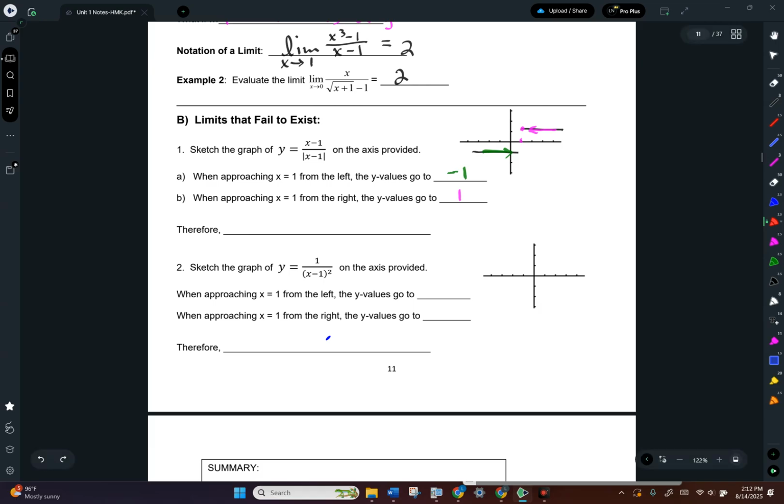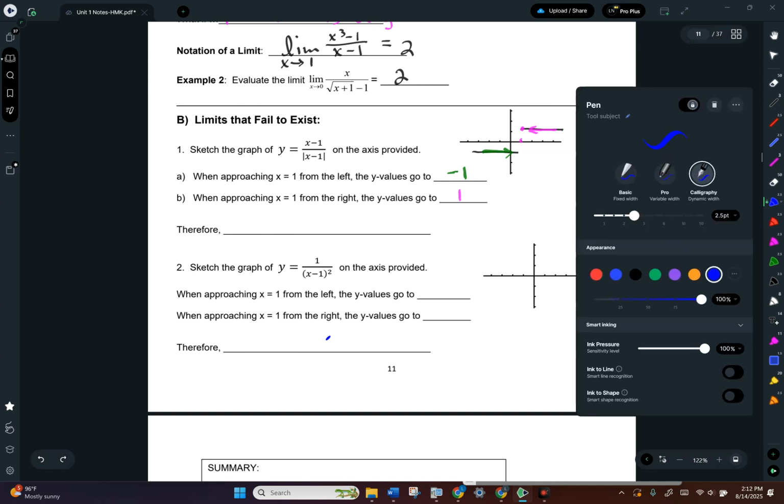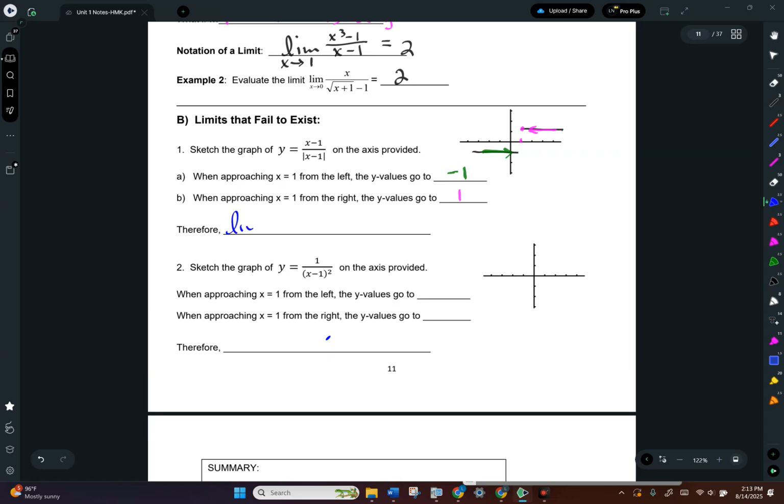So we would say the limit as x approaches 1 of this function does not exist, okay? Because the two sides don't come together at the same y value, okay?